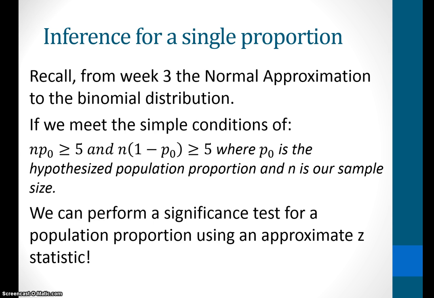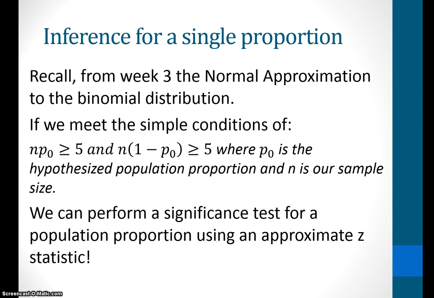Okay, so recall from week 3 when we did the normal approximation to the binomial distribution. There are some things that we need to check before we can use this normal approximation. And those things are that your n times p naught is greater than or equal to 5, and n times 1 minus p naught, so the complement, is greater than or equal to 5 as well.